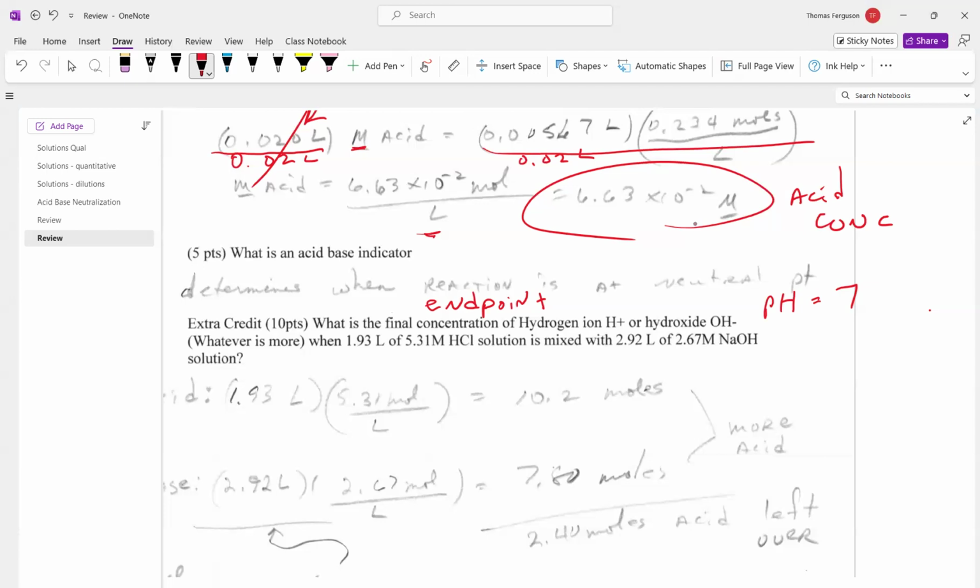And if that's true, there's no more H or OH around, because they turn to water. It's sort of like canceling.